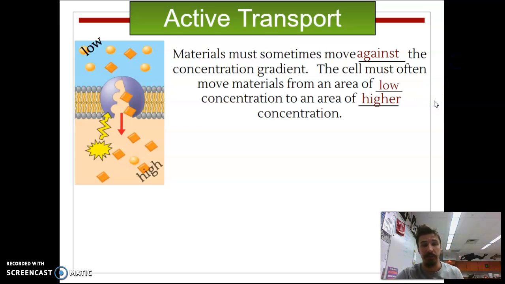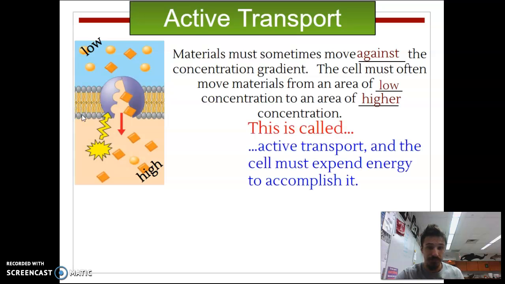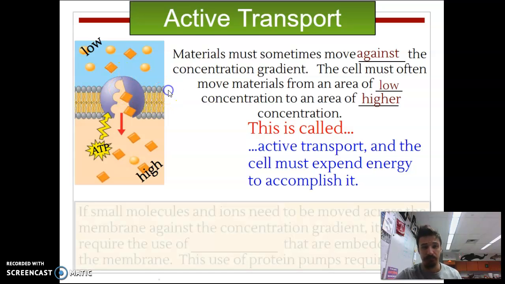And we see this in the image to the left. Here's the cell membrane, here's our protein, our transport protein. We have low concentration of molecules, in particular these square molecules outside the cell. We want to get them into the cell where there's a high concentration. This is called active transport, and energy is needed. That's what this little kind of explosion here is to represent. We have ATP, the energy used to power this flow against the concentration gradient.